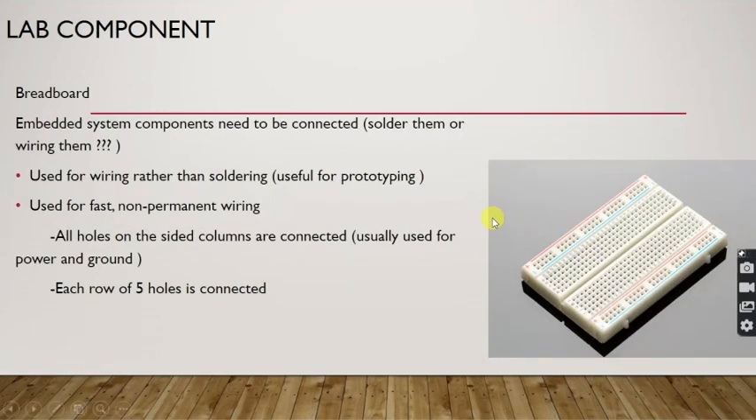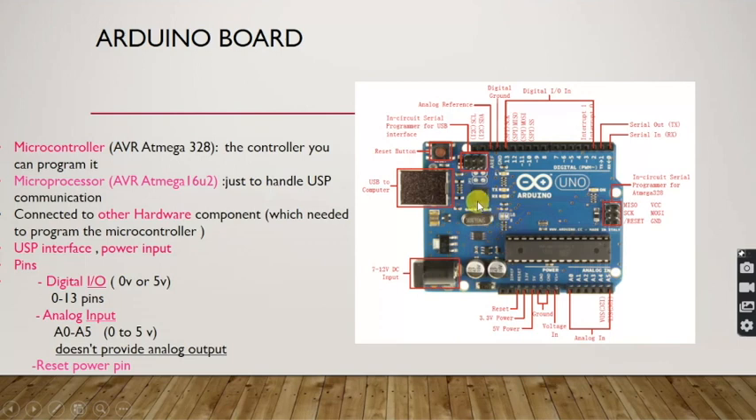There is also another microcontroller, another microprocessor here, which is the ATmega16U2. This is only for handling the USB communication. This is the USB connected from the computer. This processor has only one job, which is handling the USB communication with the computer.